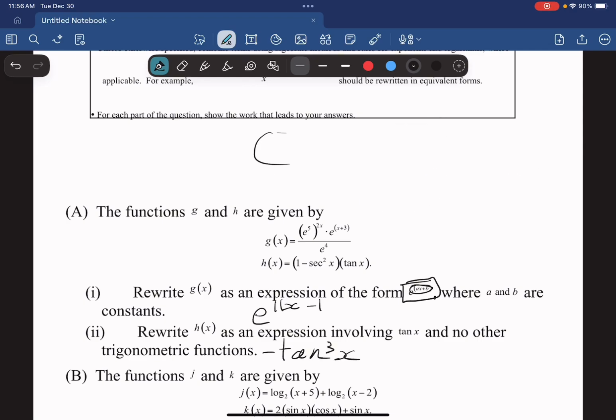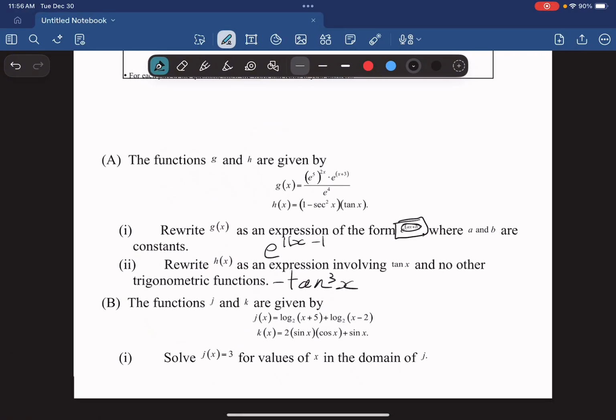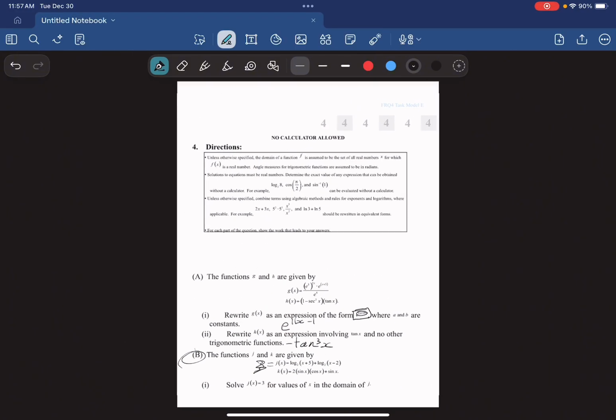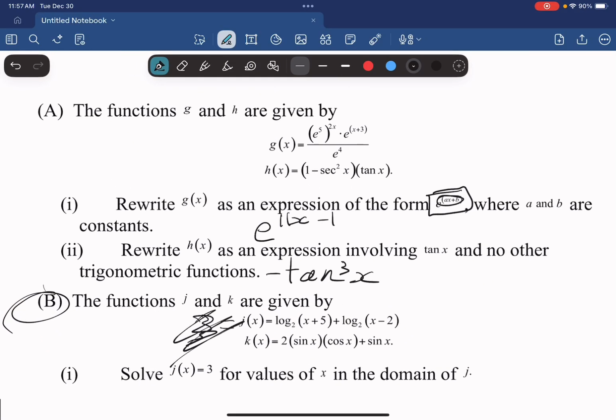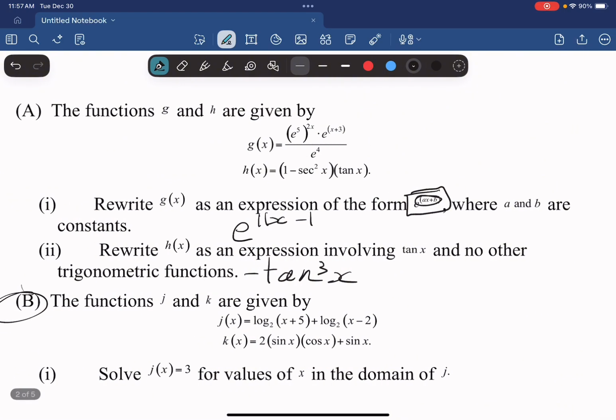Okay, so that's first part done, and then the second part, B, gives you another set of functions, and it says to find where this function equals 3 and find all the x values, right? And this one's pretty easy, right? Just solving for log. We have a little bit of log manipulation, but it's like basic, right?